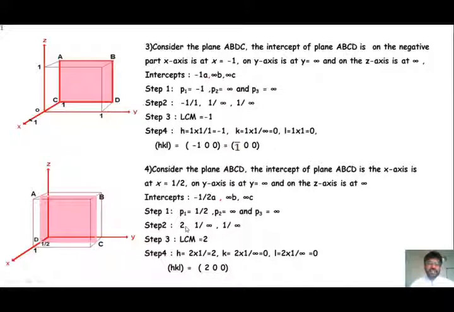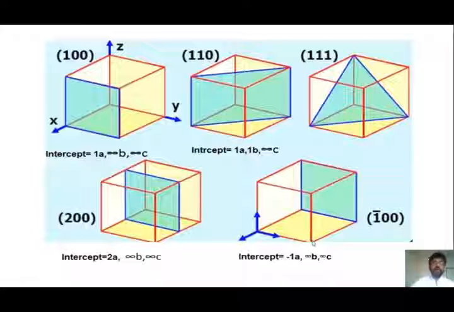By taking its reciprocal we get 2, 1/∞, 1/∞, its LCM is 2. By multiplying this LCM to these reciprocals, we get the values of h, k, l, and they are 2, 0, 0. Therefore, for such a plane which intersects at 1/2 the axial unit along any axis, we can find its Miller indices in this way.